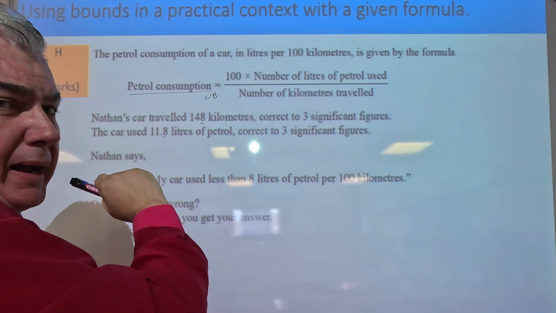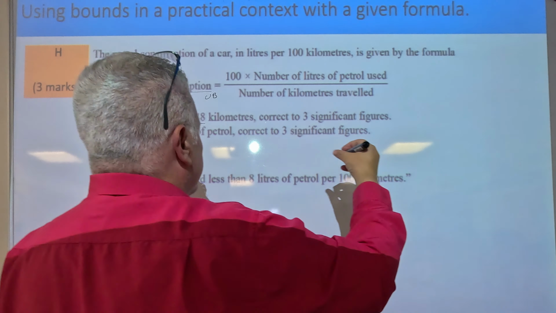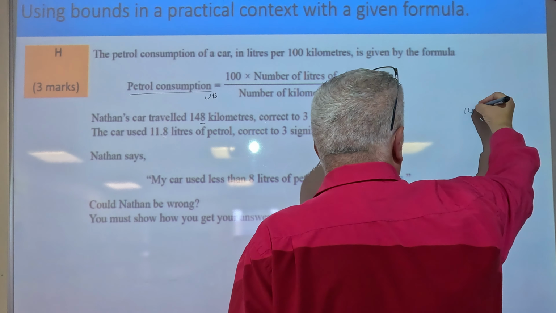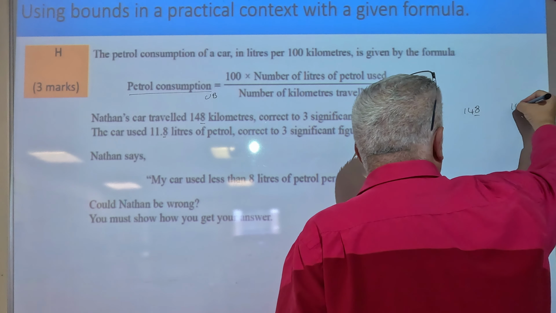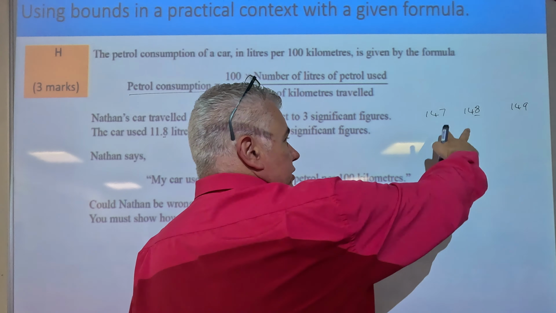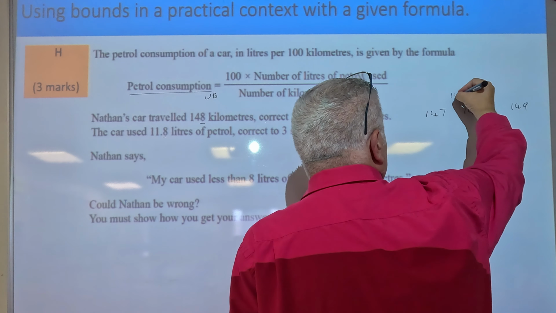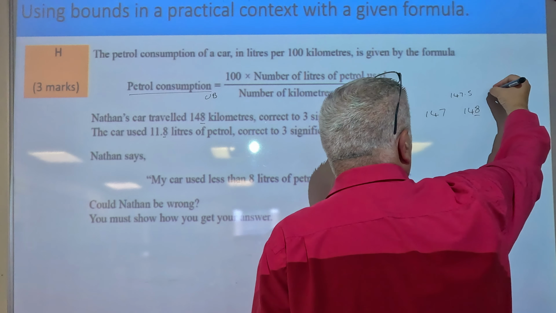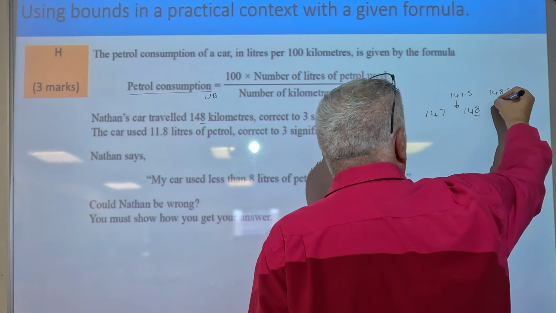I'm going to work out the bounds for the figures before we begin. Nathan's car travelled 148 to 3 significant figures. As I said, it's the 8 that has possibly been rounded. I'm going to round that up by 1. I'm going to round it down by 1. Lower bound is in the middle of these two values. Upper bound is in the middle of those two values. 147.5, 148.5. Lower bound, upper bound.